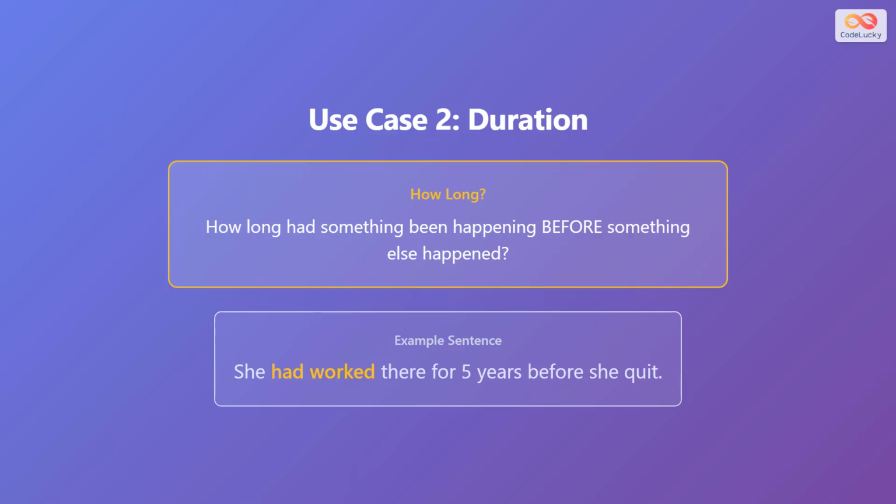The past perfect has another important use. It can show how long something had been happening before another past action. For example, she had worked there for 5 years before she quit. The had worked shows that she worked for 5 years. Then something else happened. She quit. This use case answers the question, how long had something been going on?